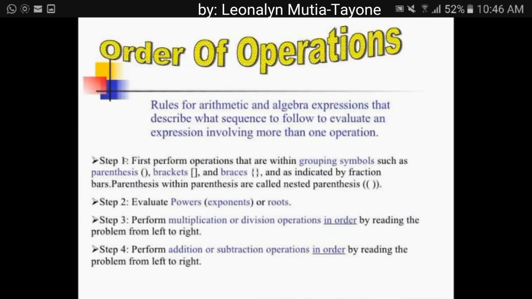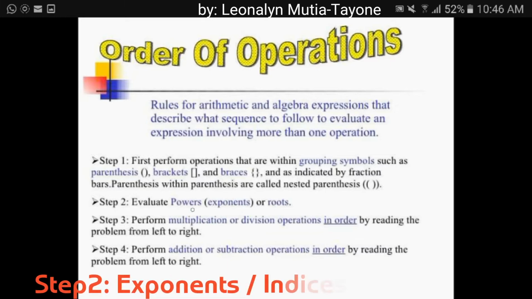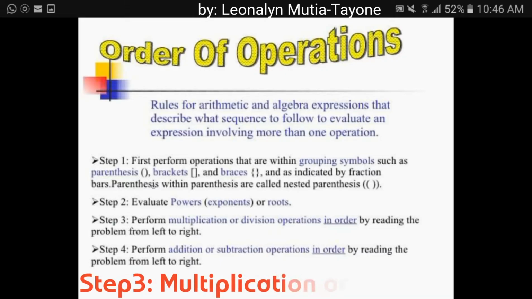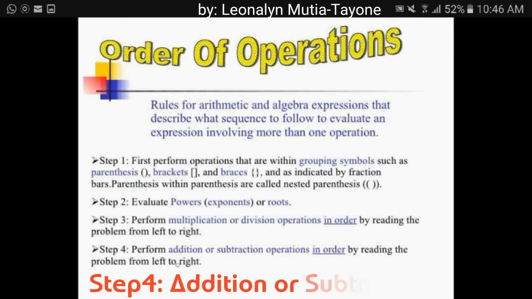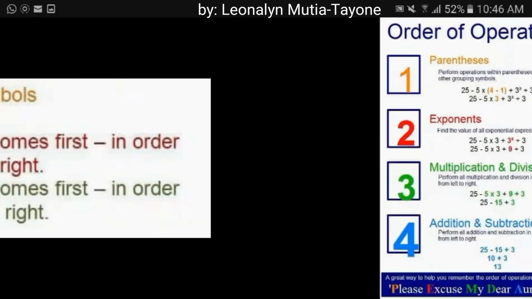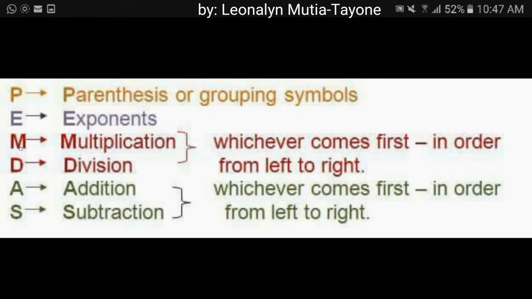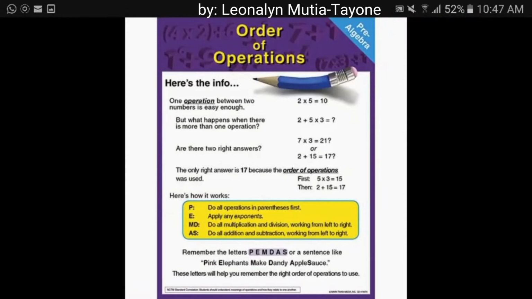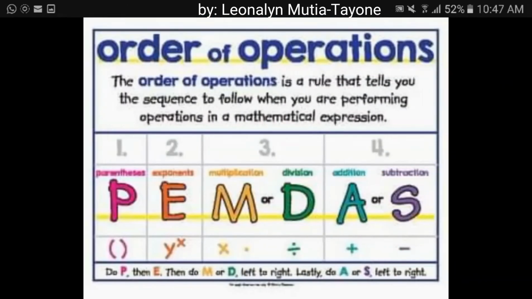It's the same here. Step 1, parenthesis first, the brackets or groupings. Step 2, powers, exponents, cube roots, square roots. Step 3, perform multiplication or division operations in order by reading the problem from left to right. Step 4, perform addition or subtraction operations in order by reading the problem from left to right. So here it is clearer which comes first between multiplication or division and addition and subtraction. Now let's go to the book.